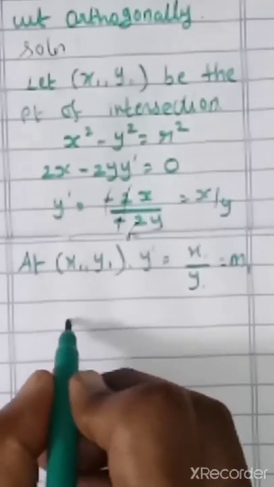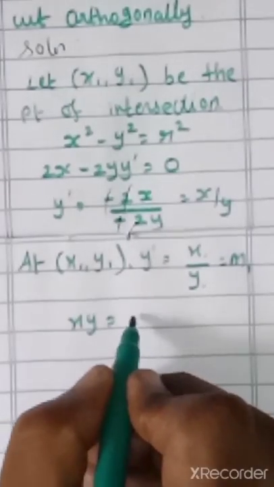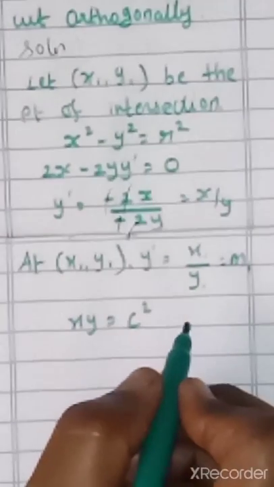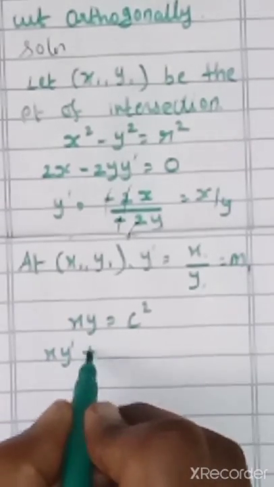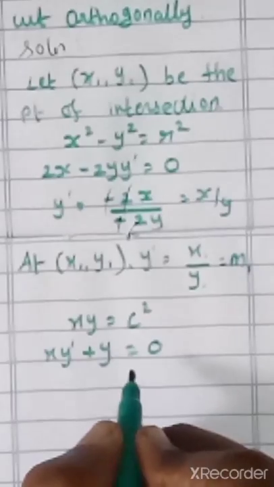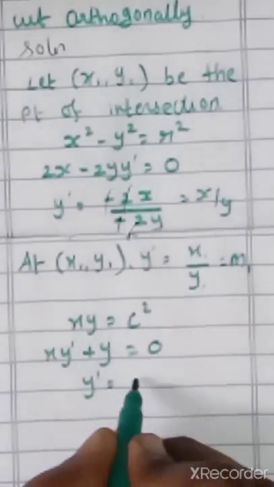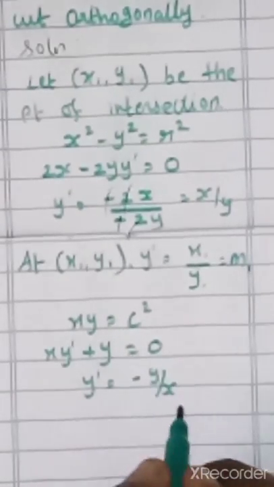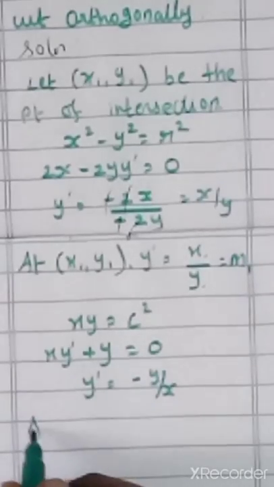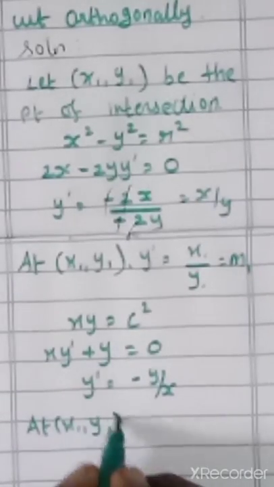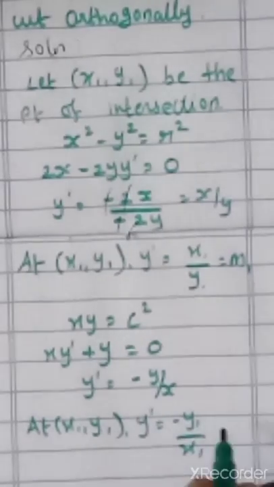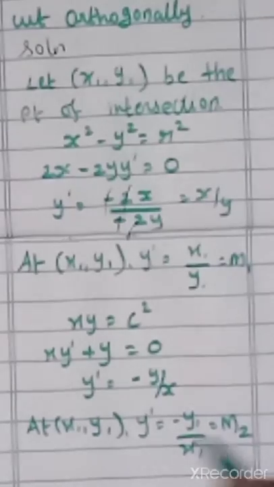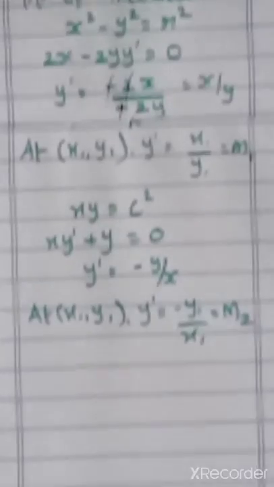Next, what is the next curve given? xy equal to c square. Again, if you differentiate using the UV method, x into y dash plus y, which is equal to 0. So y dash equal to minus y by x. Now at the point x1 comma y1, your y dash is minus y1 by x1, which is equal to m2. So now we got your m1 value and m2 value.